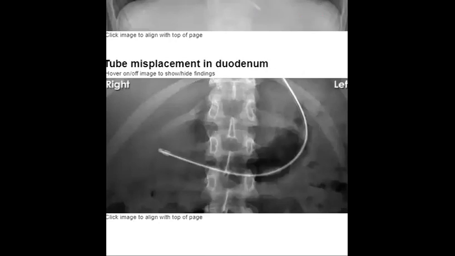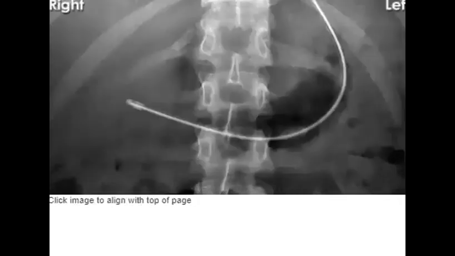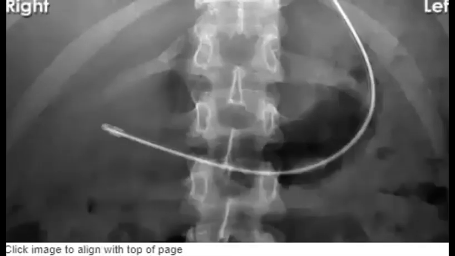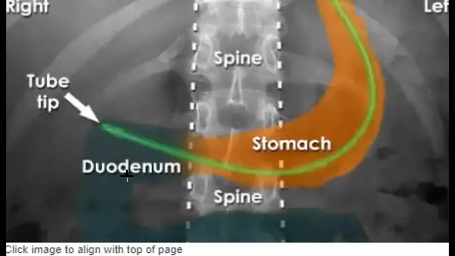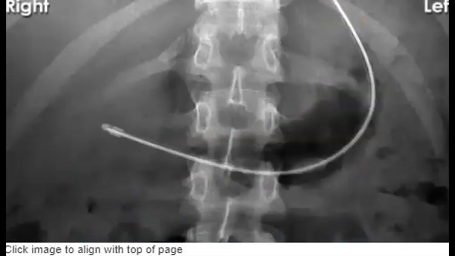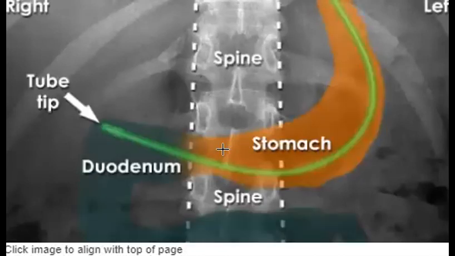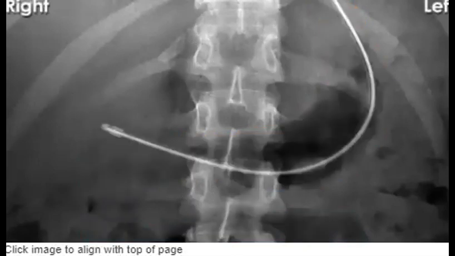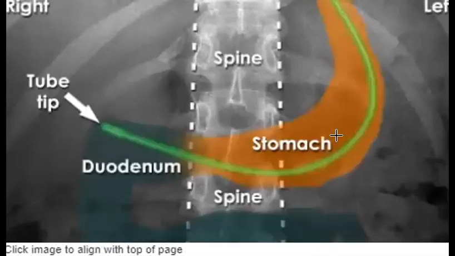And finally, you can see the tube displacement here, going to the right side where the duodenum is. Perfect. So it goes from the stomach and across to the right side, the duodenum side. Okay, crossing the pylorus. Yes.